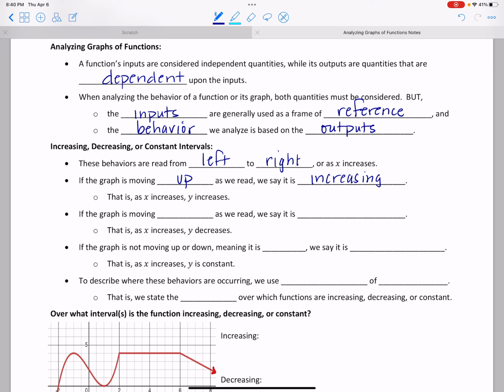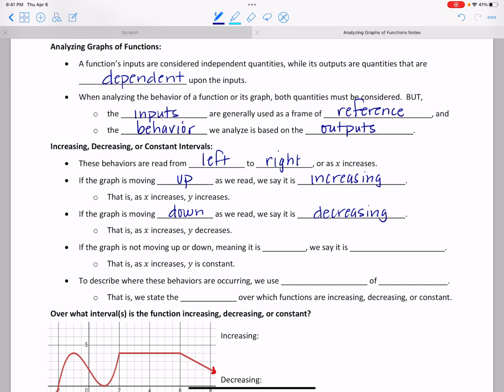But to make it a little more mathematically precise, what we mean when we say as we read from left to right, the graph is going up, we mean as x increases, so does y. Y increases. Or if we're reading from left to right and the graph is moving down, that downward slope or downward movement means our graph is decreasing. But again, we want to keep in mind both quantities. So when we say the graph is decreasing, we mean the y's are decreasing. So as x increases, y decreases. That would be a decreasing portion of the graph.